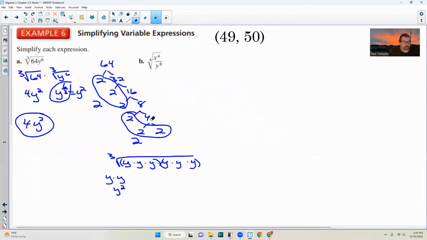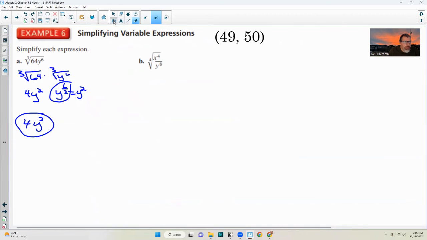Okay, so now let's take a look at the next one. Let me get my work out of the way from this first one. And here we go. So let's use purple this time. All right, so we have the 4th root of x to the 4th over y to the 8th. All right. So the first thing I'm going to do is split that up. So it's going to be the 4th root of x to the 4th, divided by the 4th root of y to the 8th.